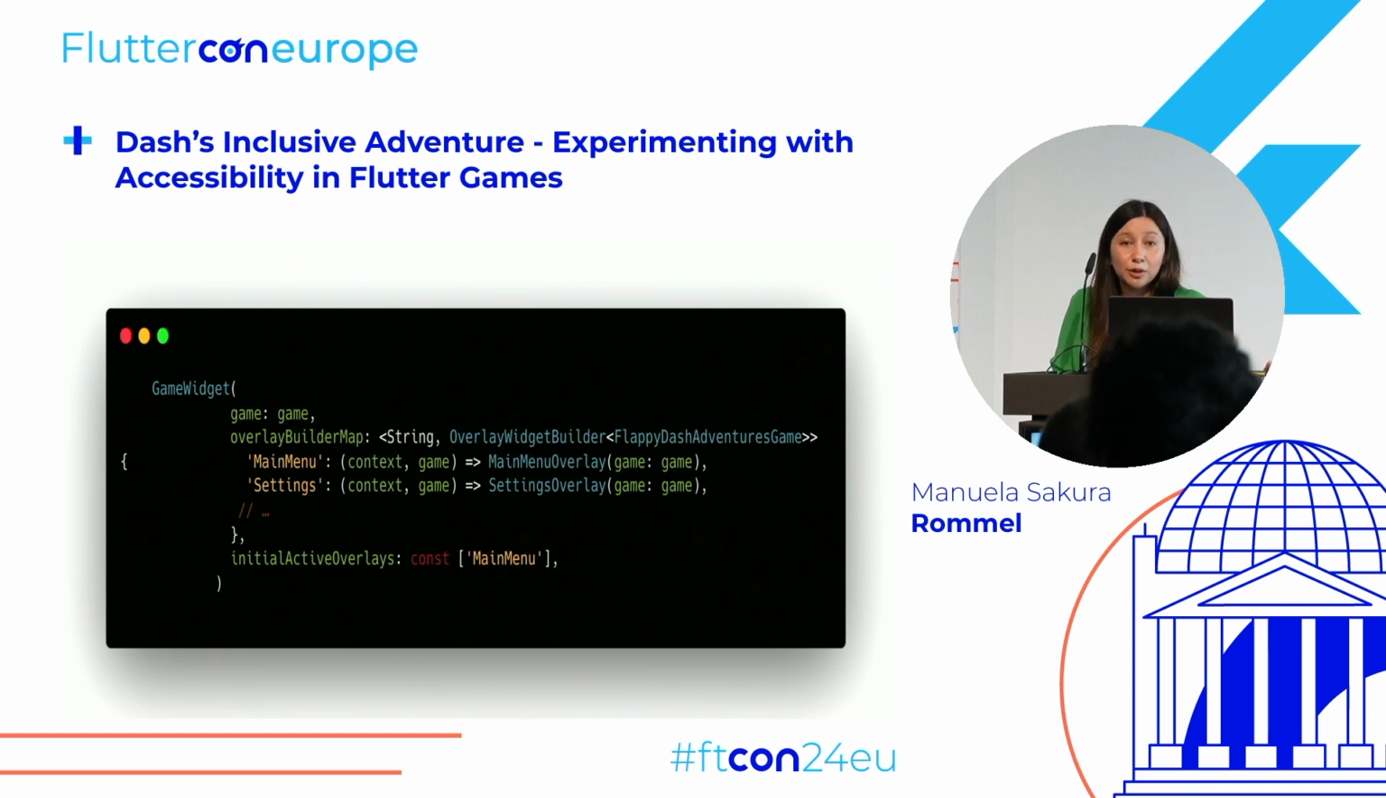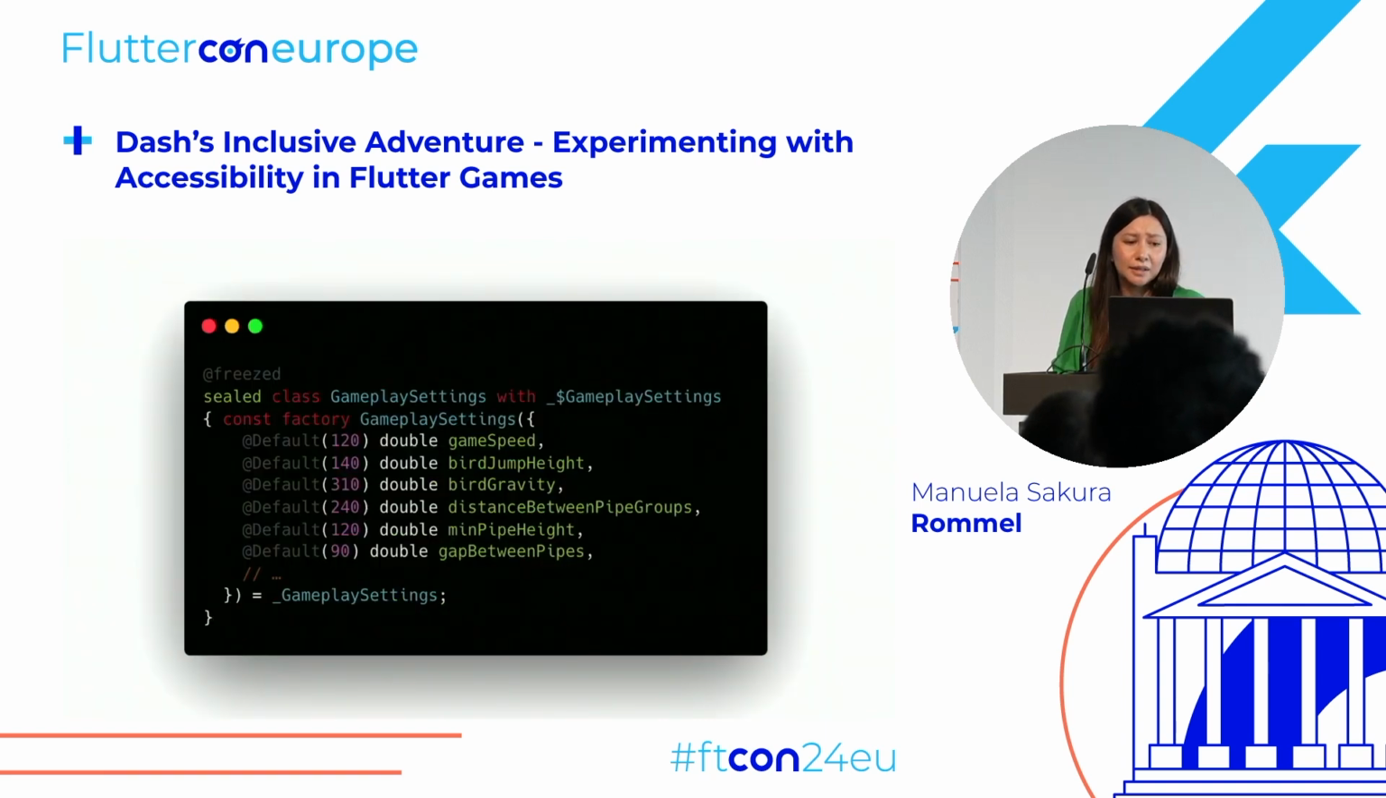So to be able to adjust the difficulty level, we need a settings page, and Flame makes it quite easy for us to use overlays. So in the main game widget, I use an overlay builder map and can add my settings page so it's easily accessible. And I actually want to let the user customize quite a few things for the game. So for instance, game speed, jump height, gravity, and so on.